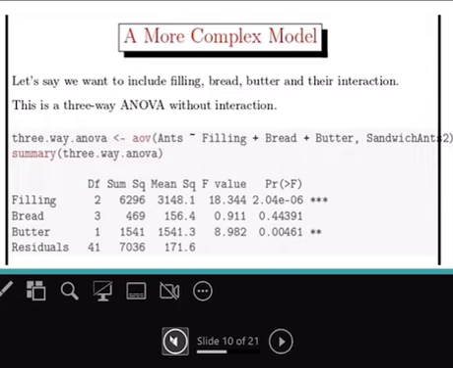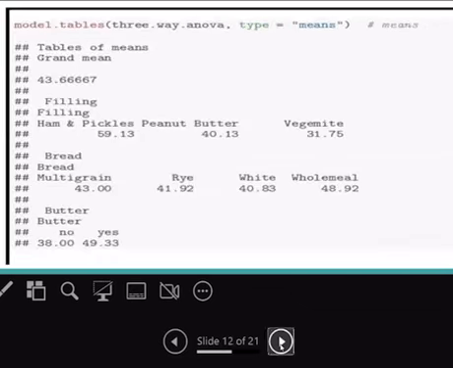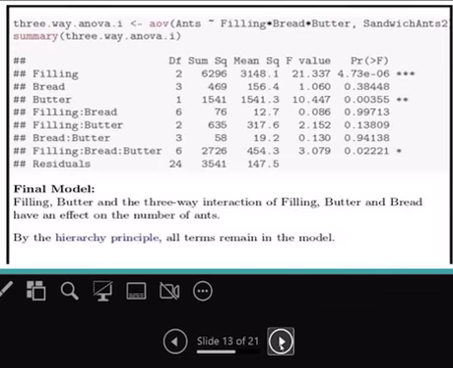But what of a situation where the performance of a factor is not consistent? Maybe the performance of a factor on the response depends on the levels of another factor. Then in that situation, I'm basically going to consider a three-way ANOVA with interaction. I want you to take a look at it. Oh my God, we have an extended ANOVA table. Look at the filling, the bread, the butter. Those are the main effects of the factors. We have interaction effects, a two-way interaction effect and a three-way interaction effect.